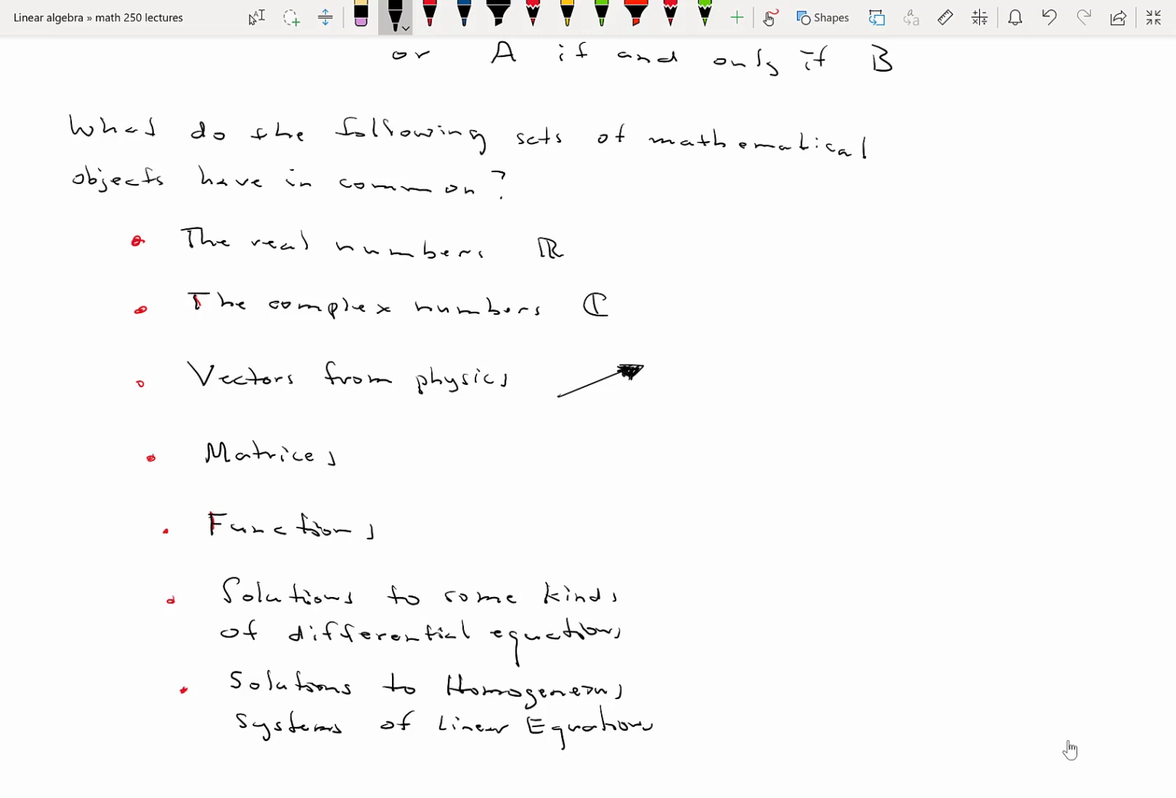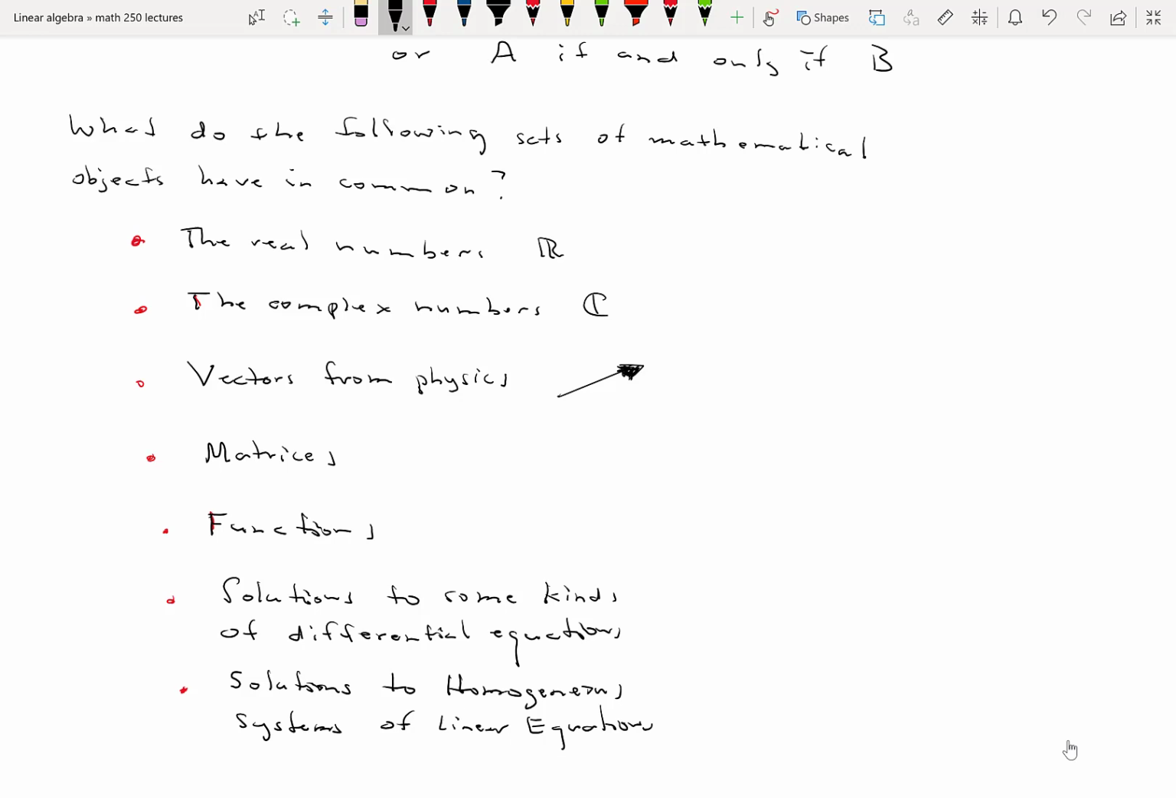Matrices. Functions. Solutions to some kinds of differential equations. That one might be a little rough for you to think about. The last one is solutions to homogeneous systems of linear equations. That means when the constants for the systems are 0.